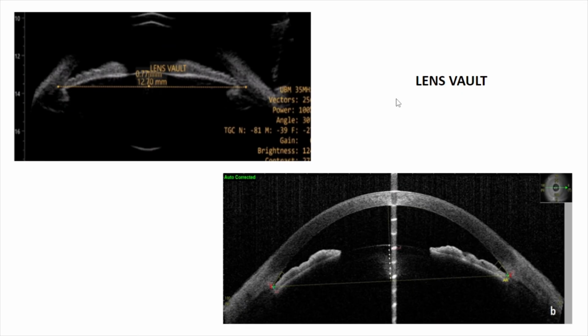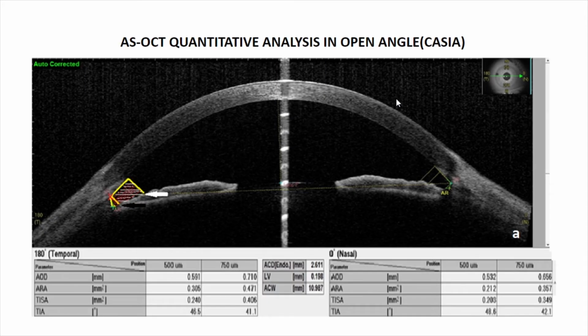This UBM image is showing us the lens vault measurement. So there's a perpendicular line joined from each of the scleral spurs, and then the perpendicular distance between the anterior pole of the crystalline lens and the line joining the two scleral spurs is taken as the lens vault. Go back.